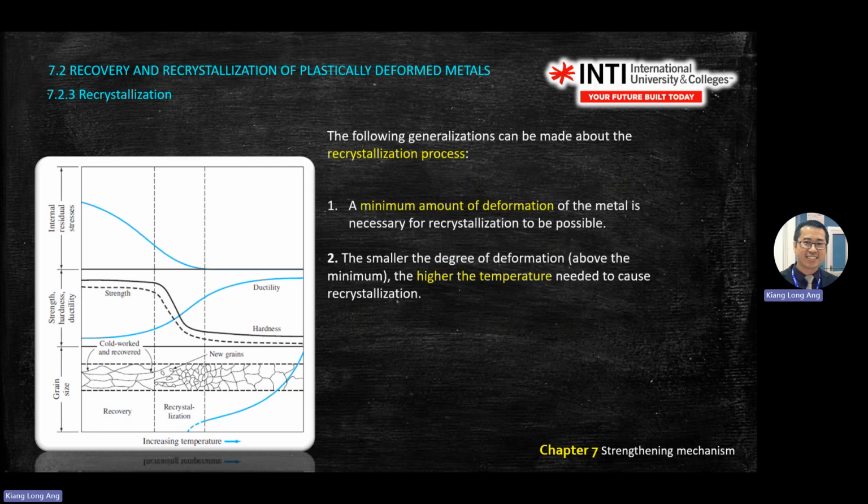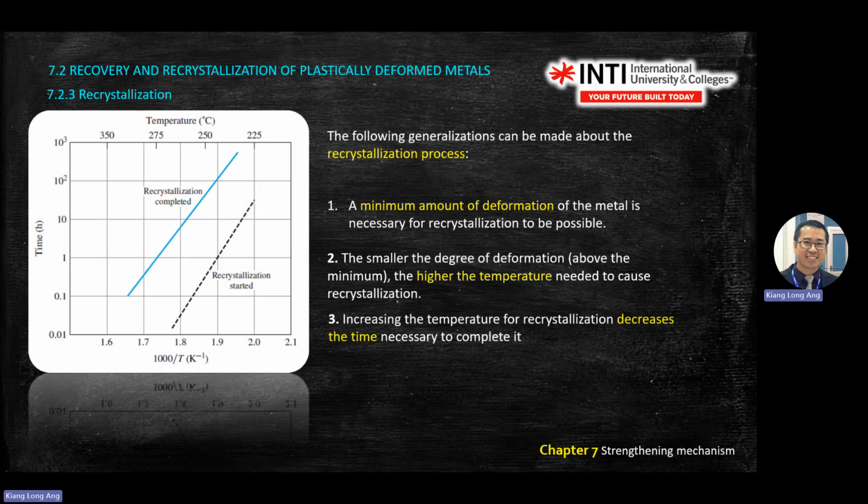Okay. So this one you also read, how recrystallization happens. If you want recrystallization to happen, make sure there's a minimum amount of deformation inside the metals. Right? The smaller the degree of deformation, the higher the temperature needed to cause recrystallization. Right? And so on. So you read.